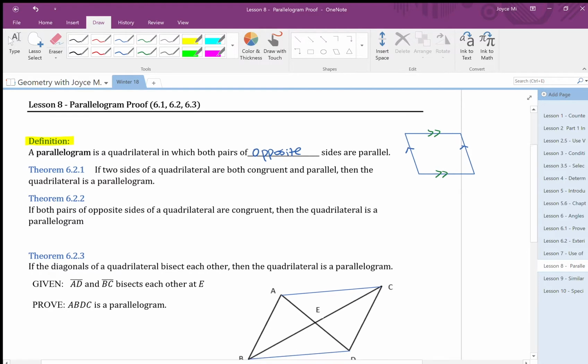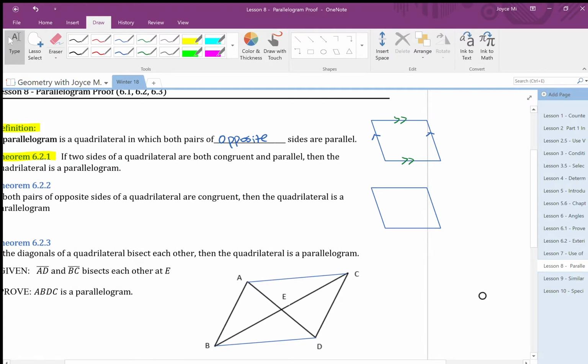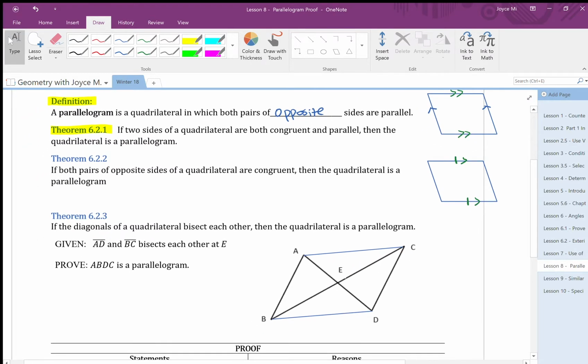Now the next one tells me if two sides of a quadrilateral are both congruent and parallel. I want only two sides that are both parallel and congruent. Let me draw a parallelogram. If this pair of sides is both congruent and parallel, then I say that quadrilateral is a parallelogram. That's the first theorem.